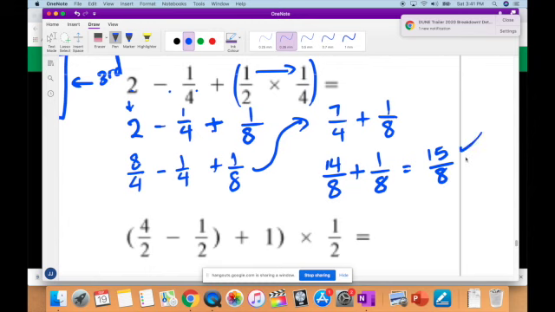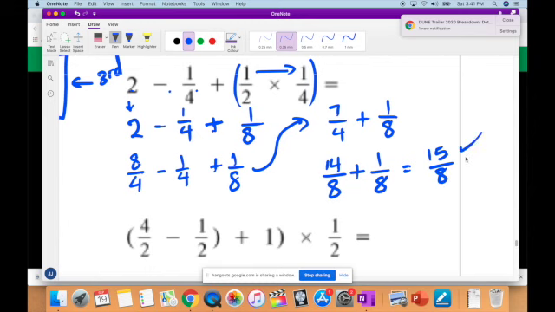Will adding that really work though? If I had 3 minus 2 plus 1, right? 3 minus 2 is 1, right? And then 1 plus 1 is 2, right?